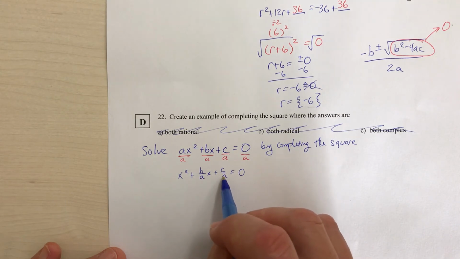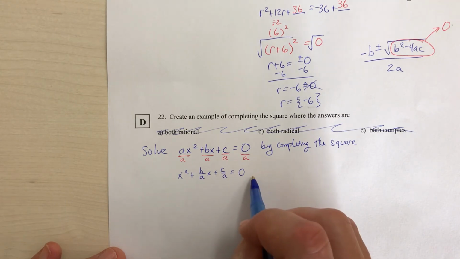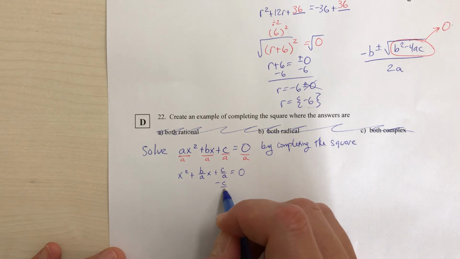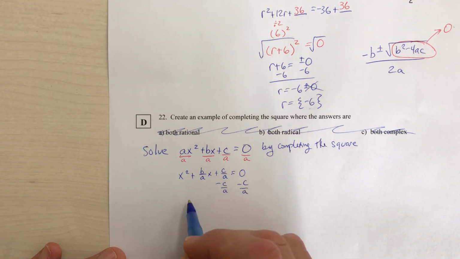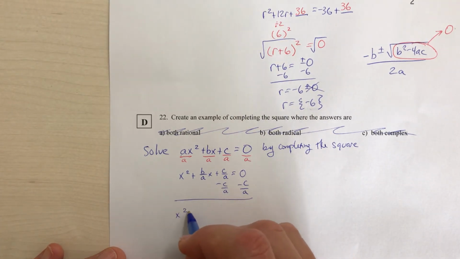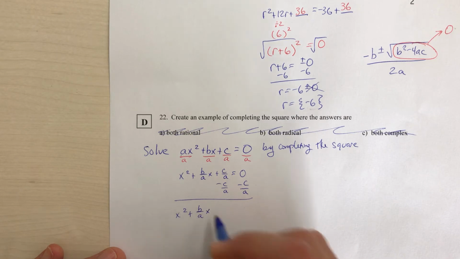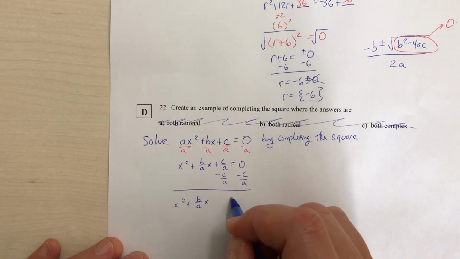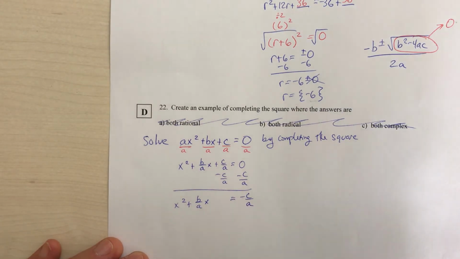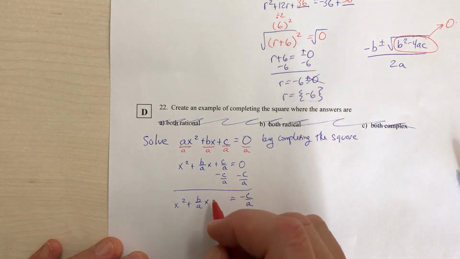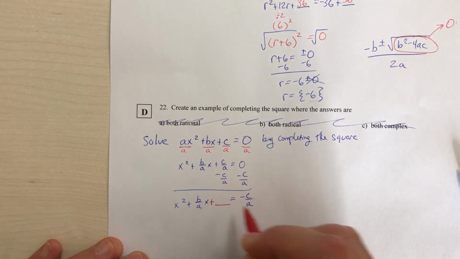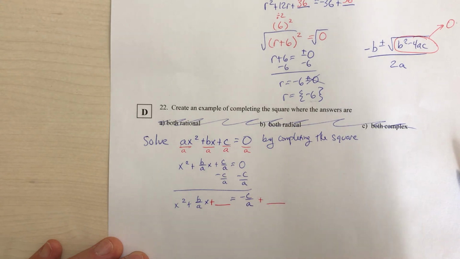Now this is a constant, it's some number. That has to move to the other side. So we'll subtract that. x squared plus b over a x equals negative c over a. Now we're going to complete the square though, so we will add the same thing to both sides.